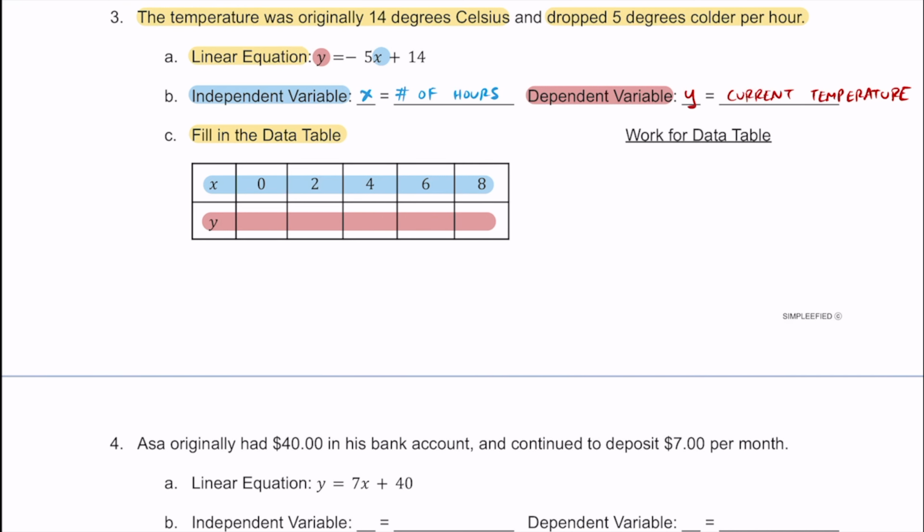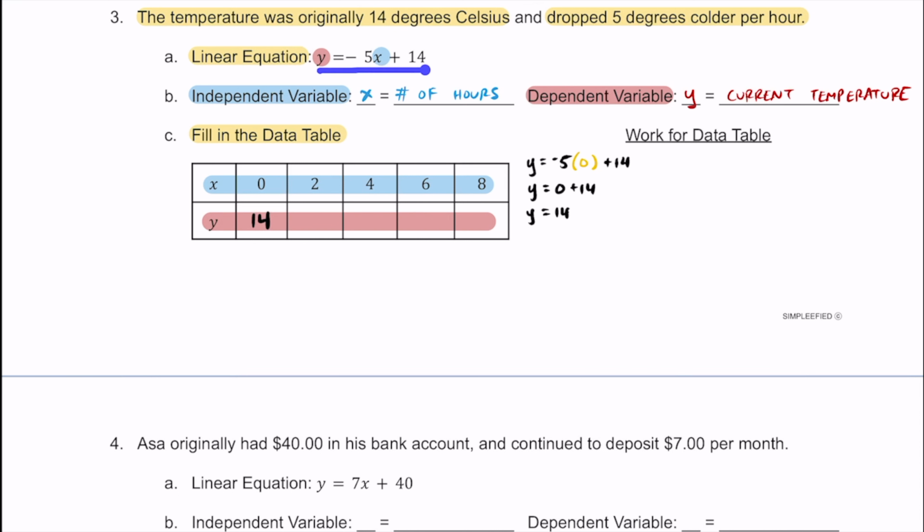at these given hours. Let's go ahead and use this linear equation, and in the first scenario, we have x equals 0, so that means that 0 hours go by. So let's go ahead and substitute that in. We're going to have y is equal to negative 5 multiplied by 0 hours, so it's not going to drop at all, plus 14, the original temperature. Negative 5 times 0, that's going to be 0, plus 14. 0 plus 14 is still going to be 14. So at 0 hours going by, the temperature doesn't change, and it's still at 14 degrees.